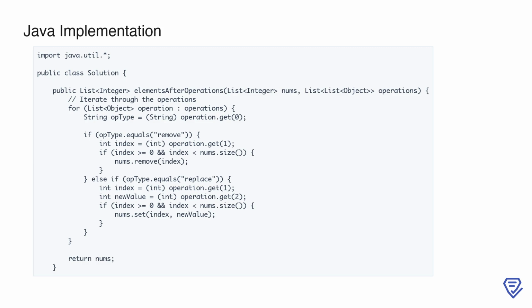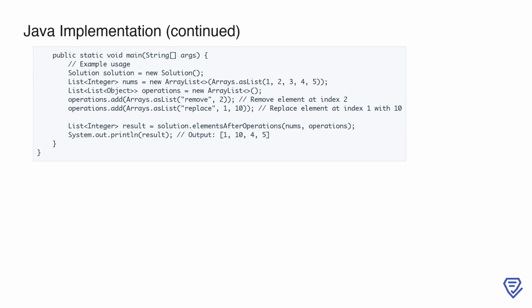or replace. If the operation type is remove, we retrieve the index to be removed using operation.get(1) and ensure it is within the bounds of the list before calling nums.remove(index). Similarly, if the operation type is replace, we retrieve the index to replace and the new value from the operation, again checking that the index is valid. If it is, we update the corresponding element in the nums list using nums.set(index, newValue). Finally, after processing all operations, the modified nums list is returned.